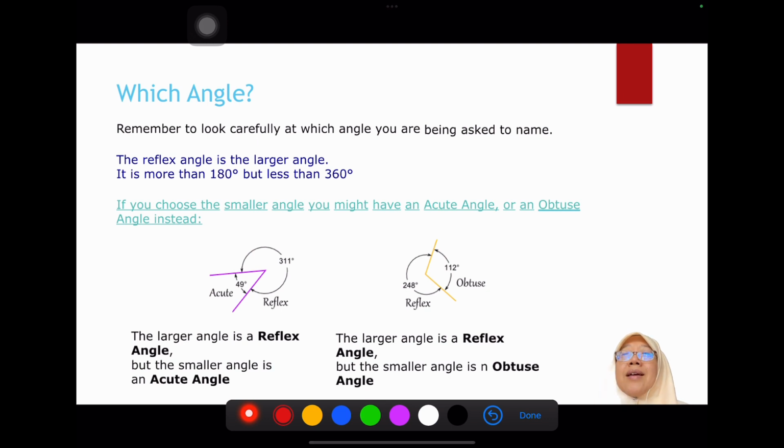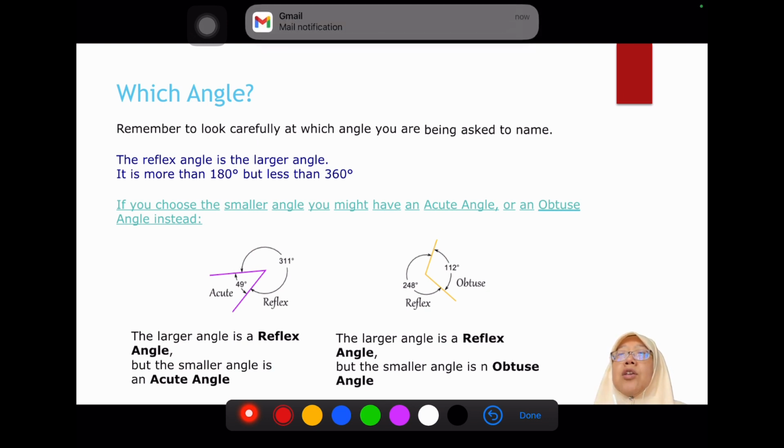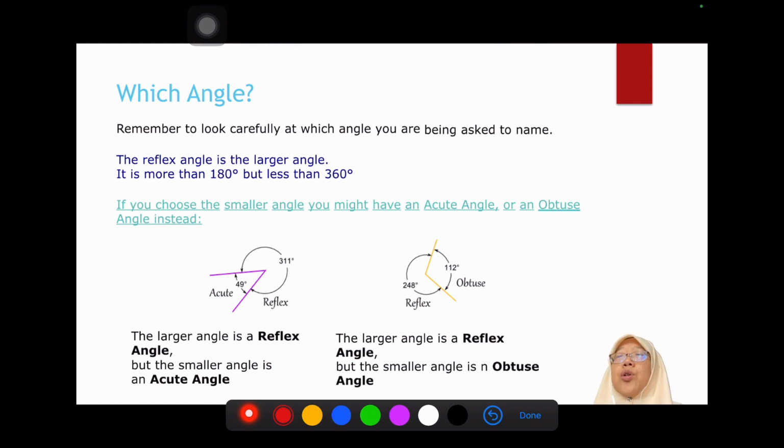Which angle you are asking your students to measure or to name, you have to show it to them. Meaning to say, if you have something like this, then draw this line and name this A. So name the angle A. Don't just draw something like that and then there is no indication of which one. Your student might think that this is the one that you want.